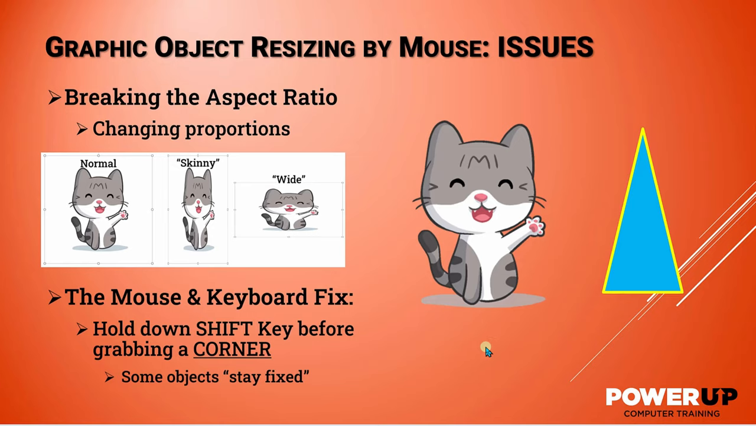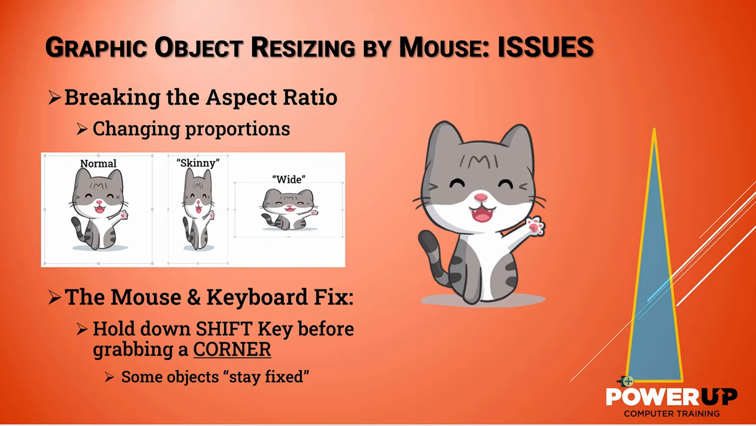When resizing our cat, everything looked normal because of 2 things. The image has a fixed set of proportions, and I just used the corners to change the size. But watch the strangeness when I grab a corner of the triangle, which is an unconstrained object. That lets me drag it in all sorts of directions to make it skinny or wide or tall or short or any of the combinations.